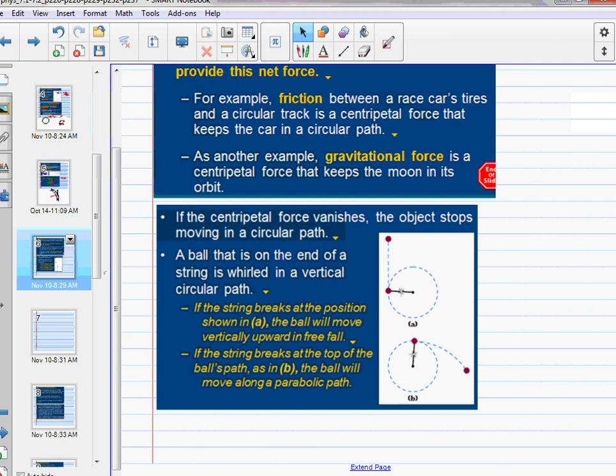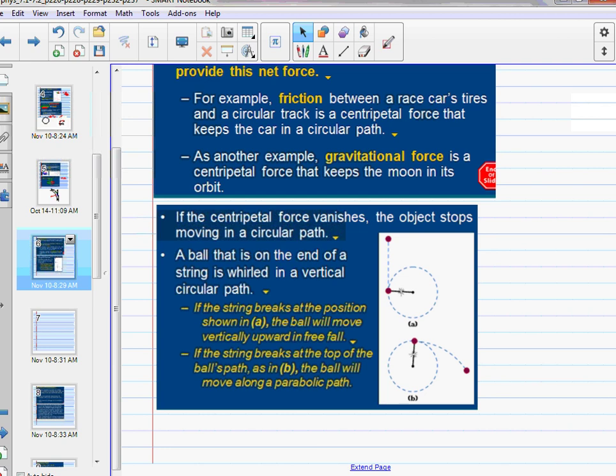Another example, gravitational force is a centripetal force that keeps the moon in its orbit. Here we are, the Earth. The moon is orbiting around us. What's pulling the moon towards Earth so it goes in a circle? It's gravity. It's a gravitational pull that keeps it going in a circle. So the bottom pictures here are dealing with a vertical twirling circle instead of a horizontal one.